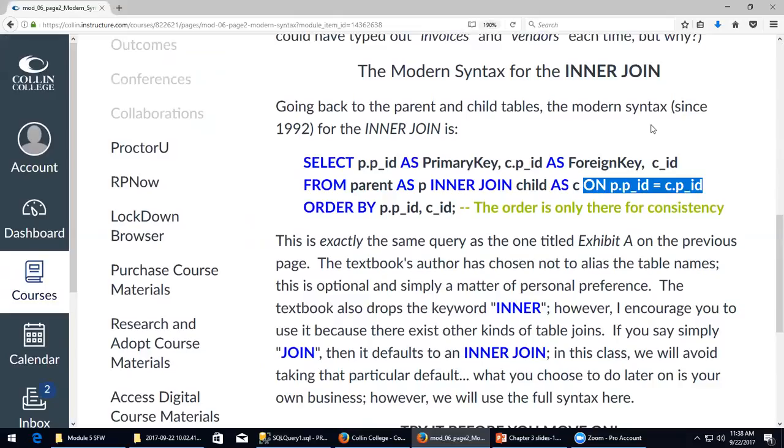Some people say, well, gee, if they weren't named the same, I wouldn't have to fully qualify it with the table name, so I wouldn't need to alias the tables. I wouldn't have to say parent.pid is equal to child.pid. What do you think? I like them to be named the same. It makes it easier for me to see it. You may have different opinions.